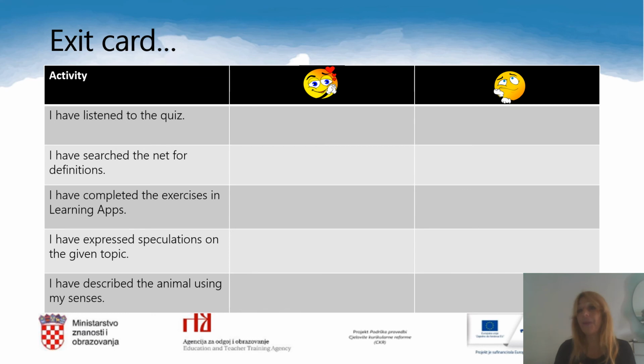We have come to the end of this lesson. If you have listened to the quiz, if you have searched the net for definitions, if you have completed the exercises in learning apps, if you have speculated and you have described the animal using your senses, you should tick the smiling smiley. If you haven't done some of these things, you know the routine. You should go back to the part that you haven't done and do it all over again.